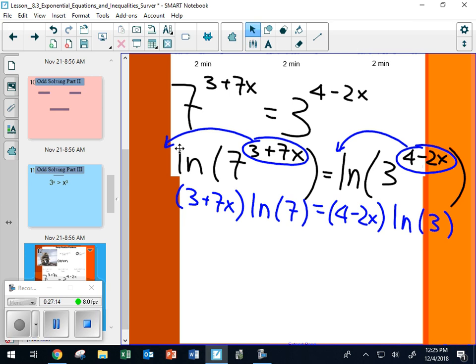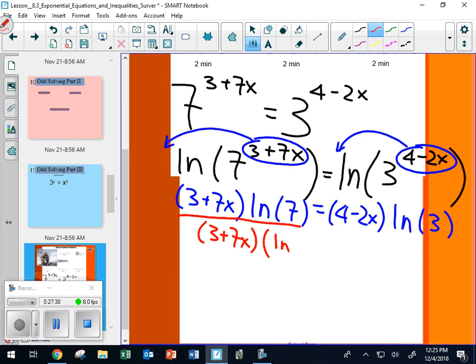And from here, row 4, person 2. Bobby, what was your next step? I divided the side by natural log of 3 and 7 plus 3. So you divided both sides by 3 plus 7x and by the natural log of 3? Yep.